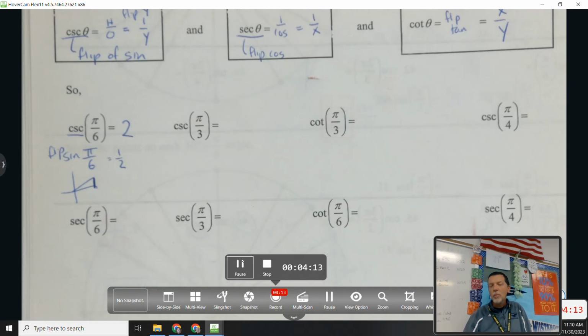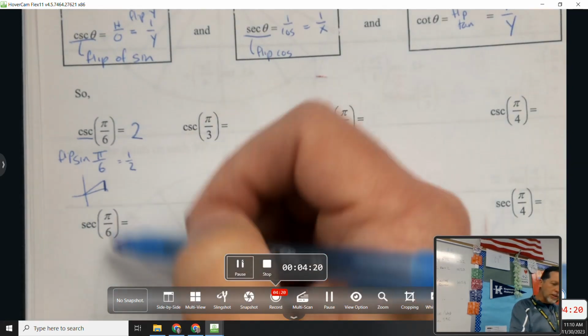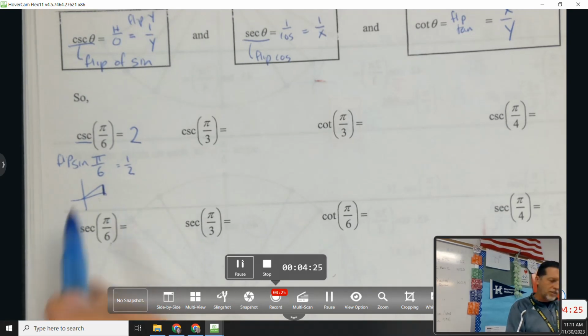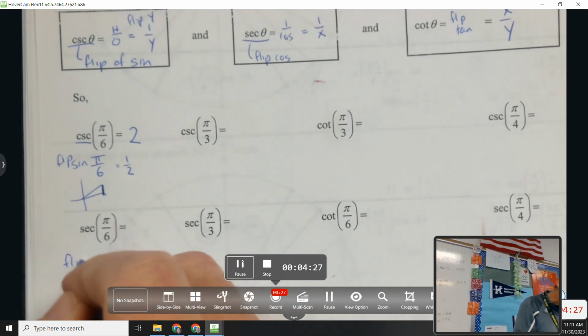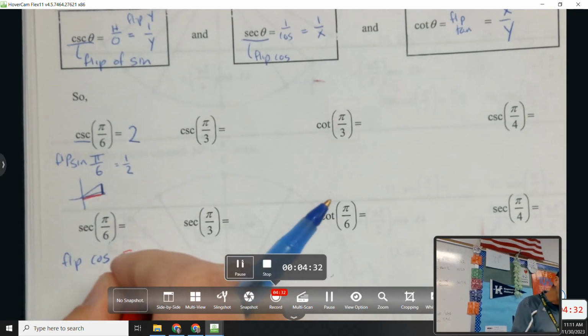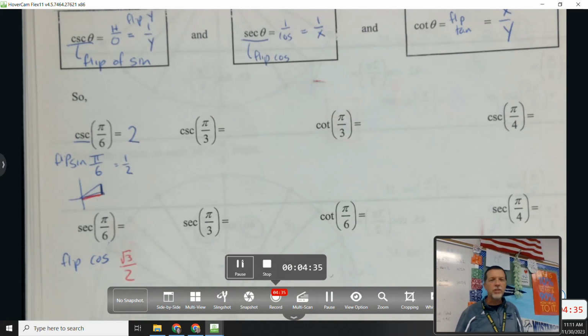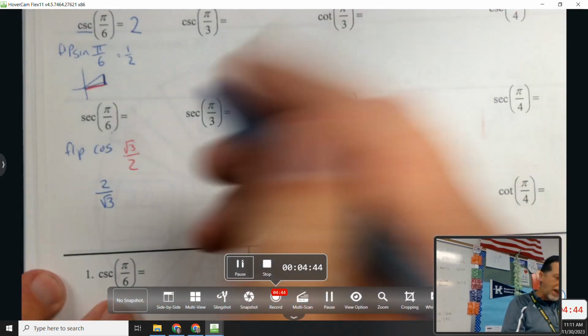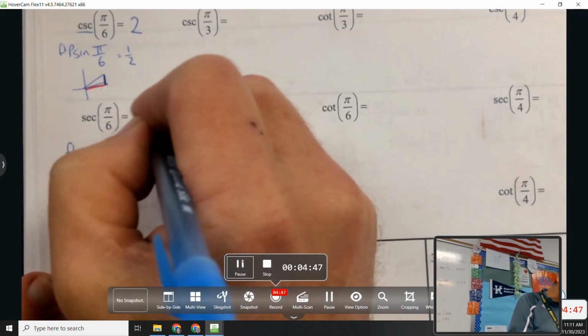Again, the more practice you get on these, you'll get a lot quicker at these, and you'll be flipping things super fast. Rather than working across, let's work down because it's also pi over 6, so my picture still works. So I'll use that same picture, but for secant, I want to flip the cosine. Well, the cosine is root 3 over 2. It's the long side. If I flip that, I get 2 over root 3, and then I need to fix that, so that's 2 root 3 over 3.